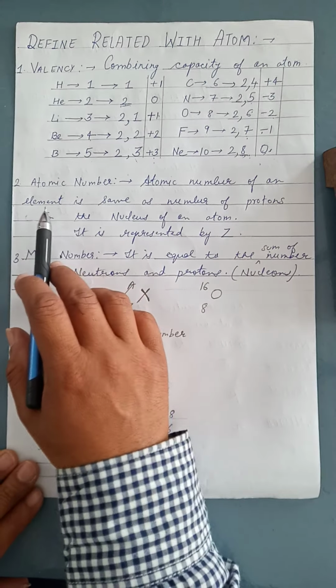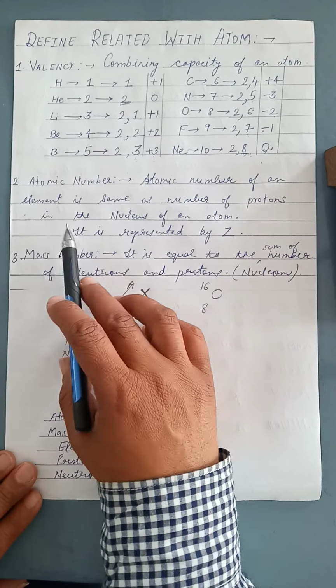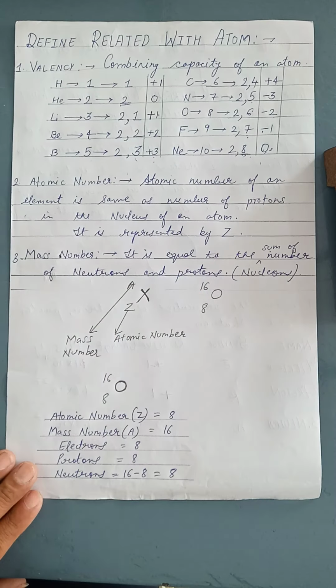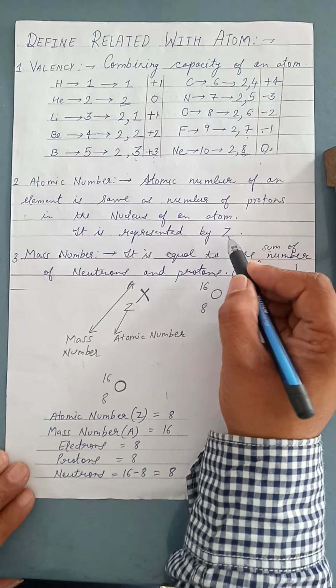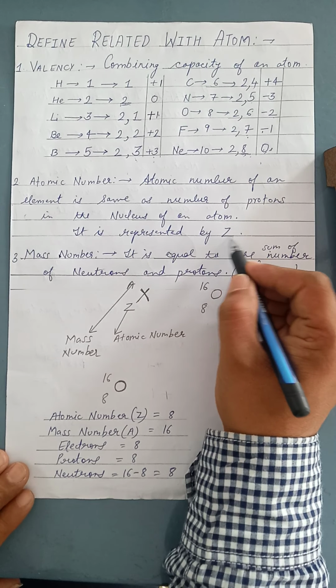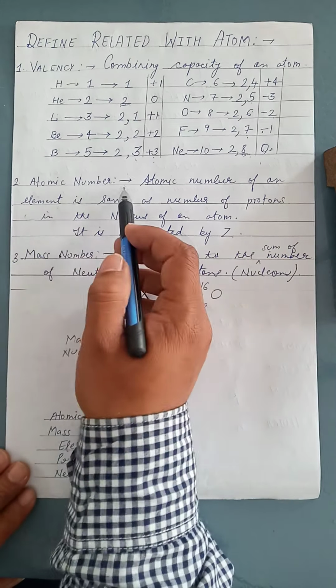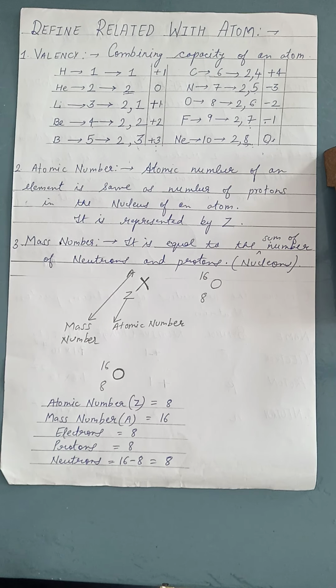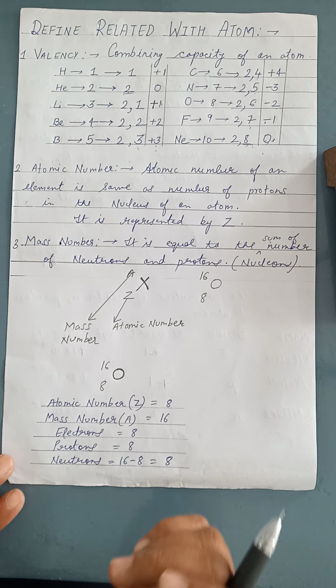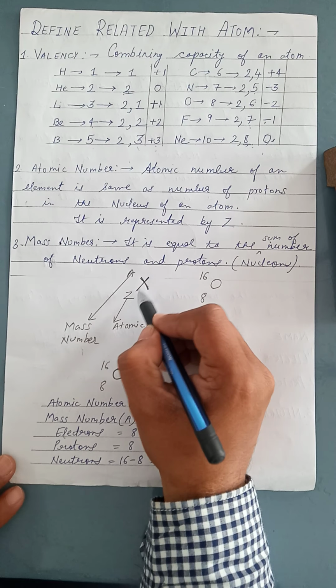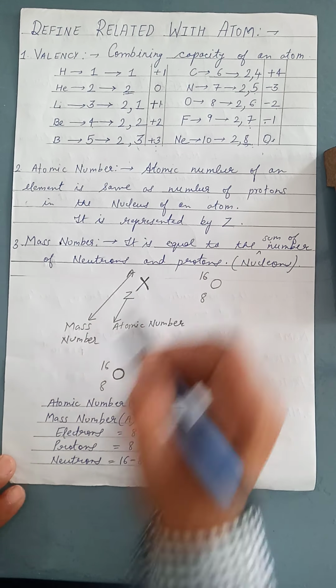The atomic number of an element is the same as the number of protons in the nucleus of an atom, and it is represented by the letter Z. Now before explaining the atomic number, I will explain how to represent the element. For example, say any element X is there.